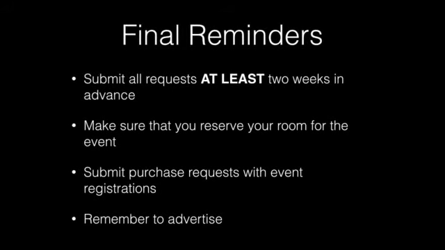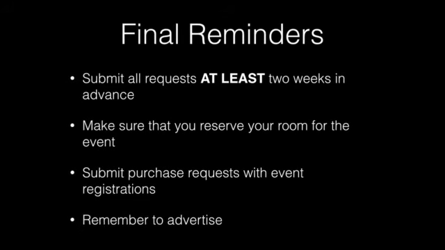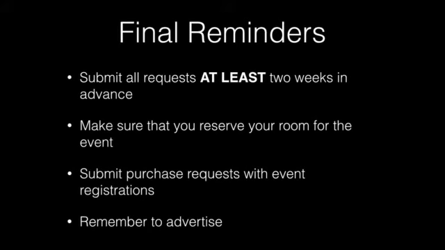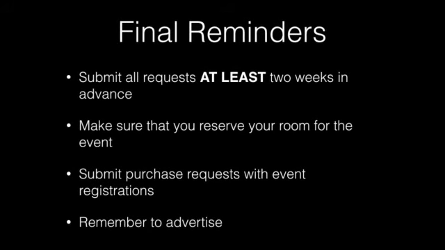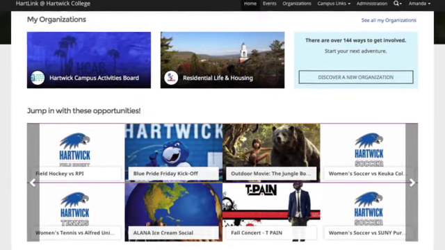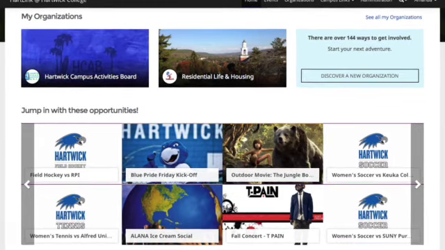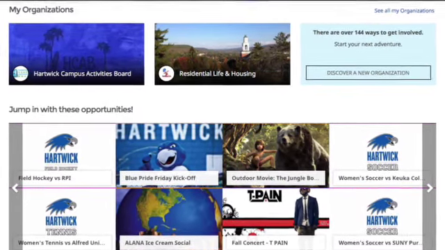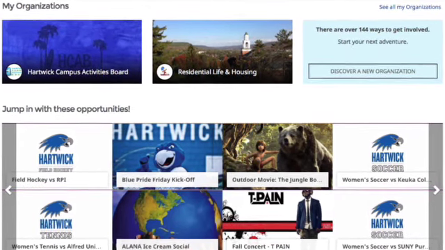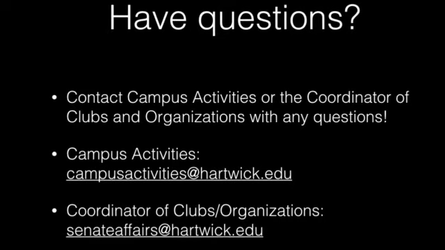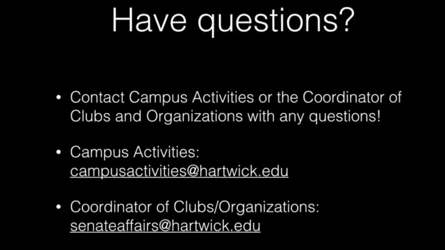Advertising is so important to ensure that students attend the event. You can use physical flyers around campus, use methods of campus communication such as hilltops or other digital communications, chalk, and especially utilizing the opportunity board on Hartlink are all great ways to get the word out about your event. If you have questions about advertisements or are unsure of where you can and cannot advertise, please reach out to Campus Activities. This concludes this video on planning an event at Hartwick.